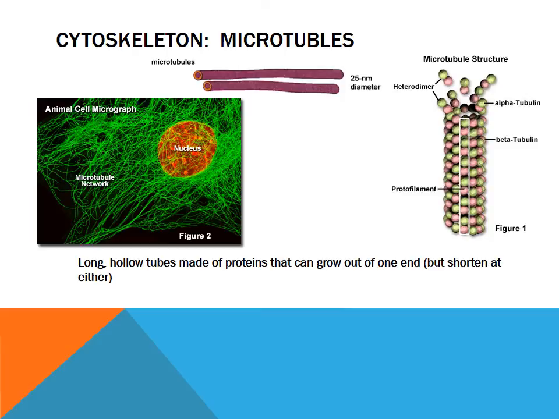The first type of piece of the cytoskeleton that we want to talk about are the largest. And they're the largest even though they're called microtubules. These microtubules are big, long, hollow tubes. And ultimately, microtubules serve as a rail system within the cell. They help move things from point A to point B. They extend and they contract. They can push or pull things.